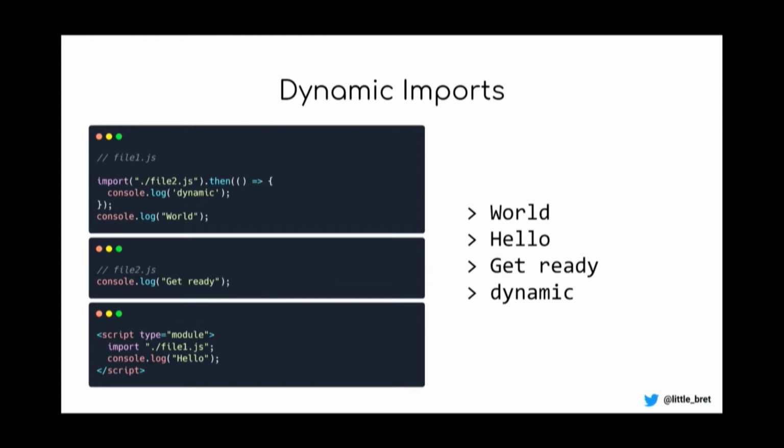And then at some time in the future, that import statement is going to resolve. But before it can resolve, it needs to also get file 2. So then file 2, get ready is logged, and then dynamic. Is that really confusing? Maybe slightly. This is just the difference between dynamic imports and static imports and how they work.